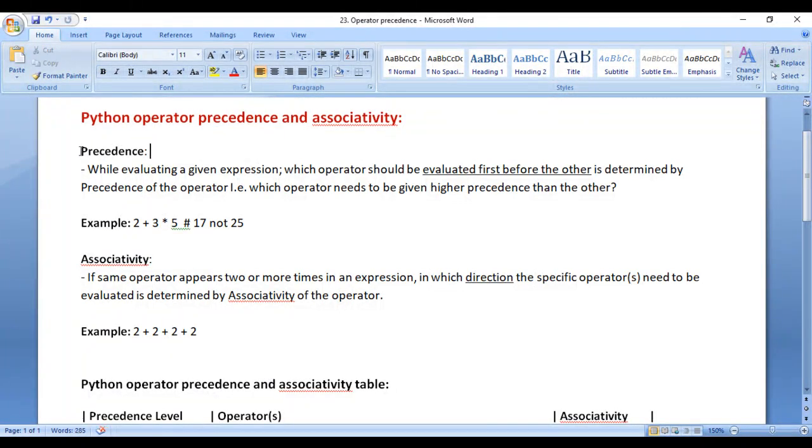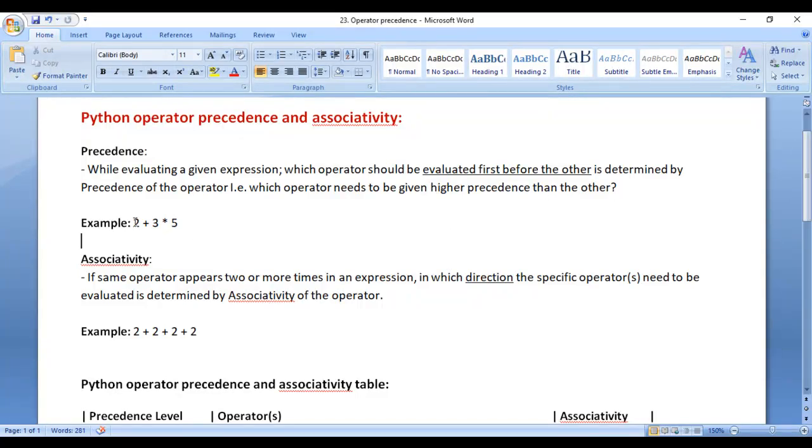Let's understand what is the meaning of precedence. While evaluating a given expression, which operator should be evaluated first before the other is determined by the precedence of the operator. That is, which operator needs to be given higher precedence than the other.